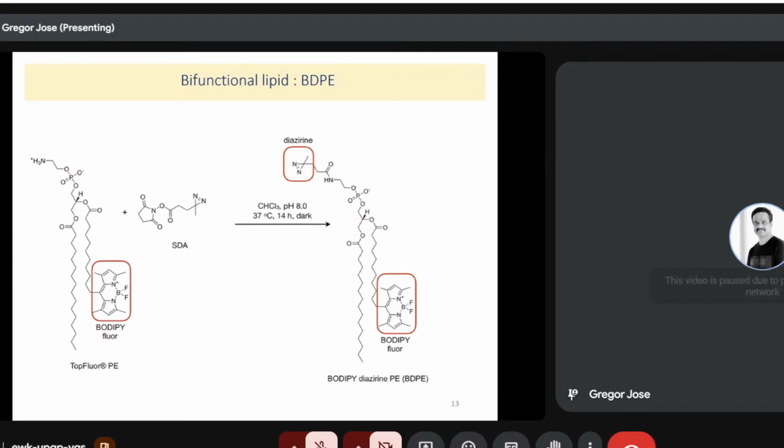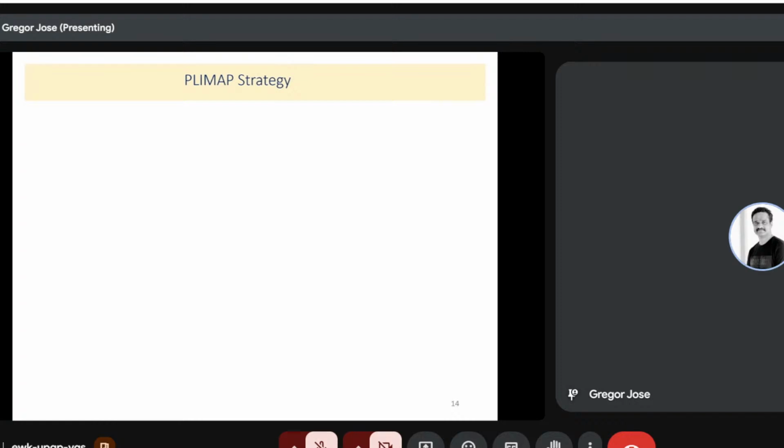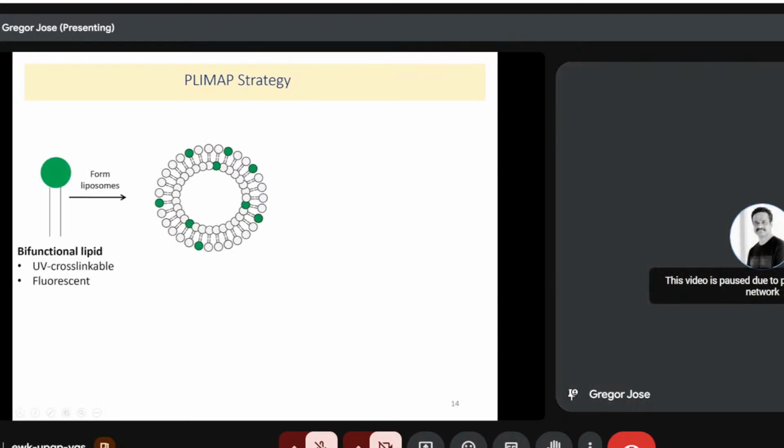So we strategized a technology called PlyMap. We named it PlyMap because it's a bifunctional lipid method. And we used liposomes. For liposomes, you take lipids and mix them, you dry them, you add some buffer, and you pass through small pores.